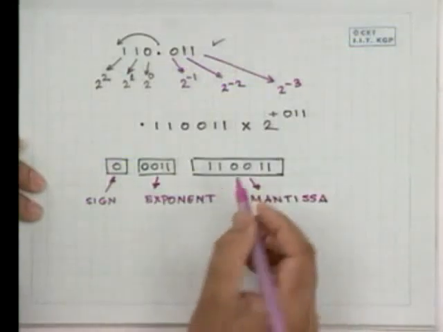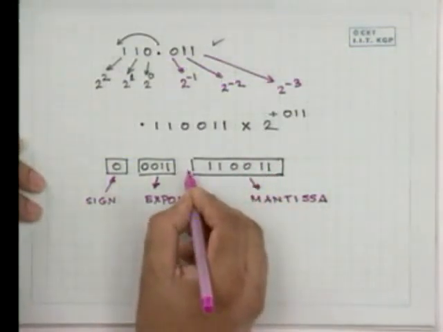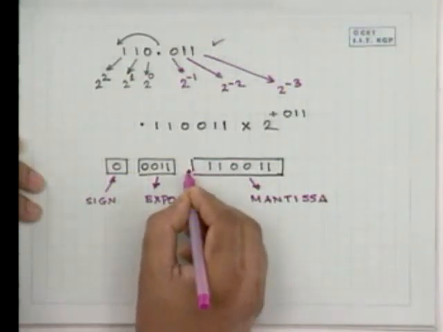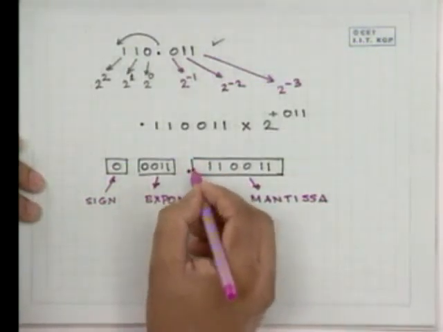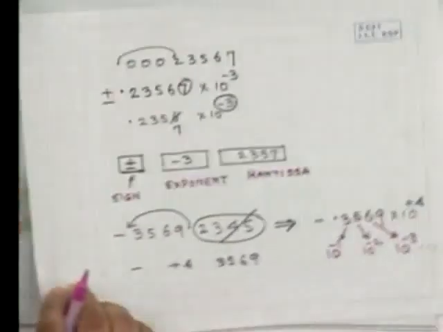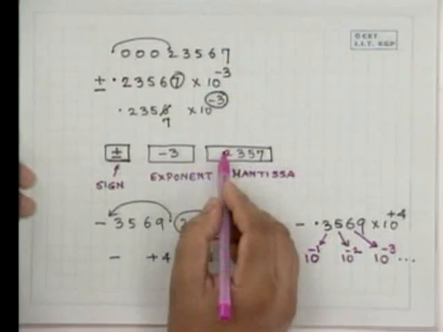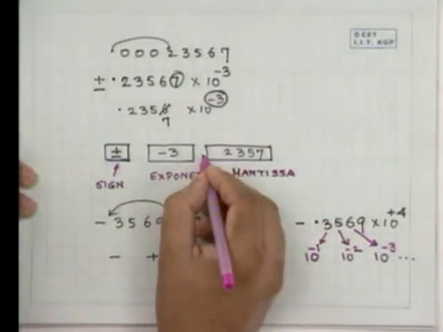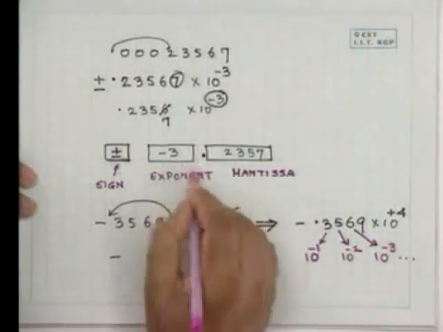mantissa. We assume here, when we represent it this way, that the binary dot is here, but we do not keep any position for the binary dot. Any representation of the binary dot is not there, it is only assumed that the binary dot is here. For example, for the decimal representation of the mantissa 2357, we assume that a decimal dot is here, but we do not represent it because we do not need to.